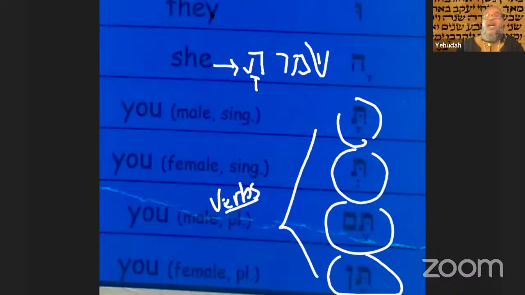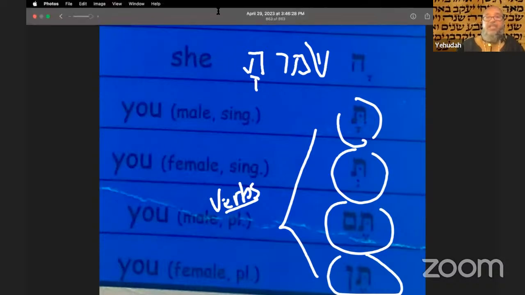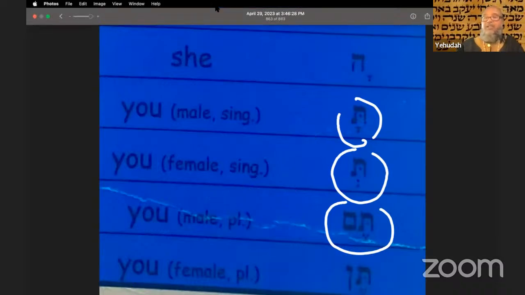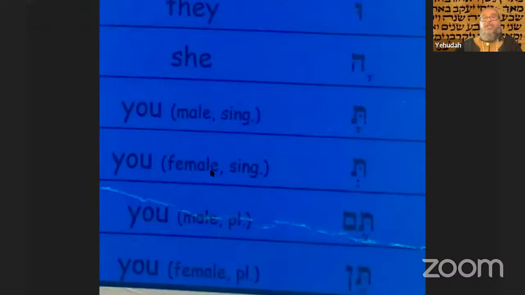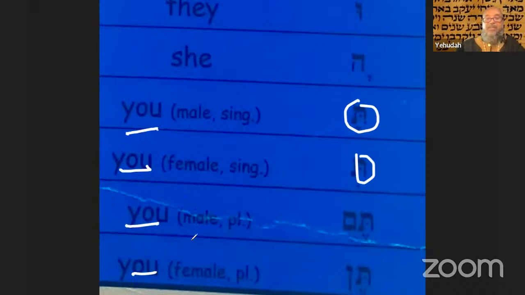So they're using the tav. Okay. And they're using the tav in several areas and in several ways. And you just got to remember, and it's just a matter of practice. You'll see it. One thing that they have in common, though, is that the tav is still used for you, whether it's in the plural or the masculine. Feminine singular, masculine singular, feminine plural, male plural. The letter tav is still being used. That's the dominant letter for you.